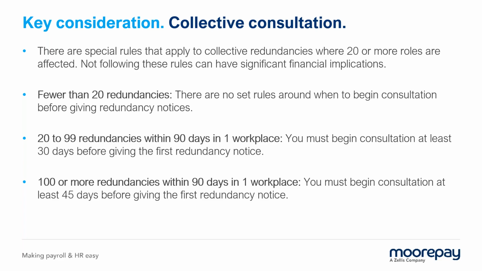So if there are between 20 to 99 redundancies within 90 days at one workplace, you must begin consultation at least 30 days before giving that first redundancy notice. If there are 100 or more redundancies within 90 days in one workplace, you must begin a consultation at least 45 days before giving the first redundancy notice. You still need to make sure, as I said before, that you seek specific advice on this, because the nuances around what classes as one workplace can be quite complex. So make sure this is part of your planning and preparation.